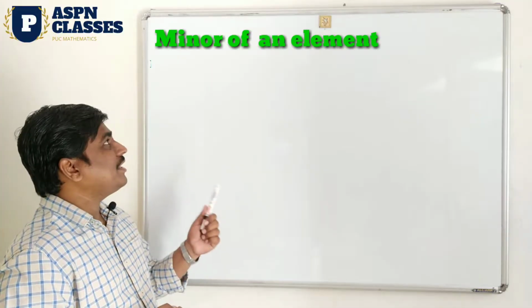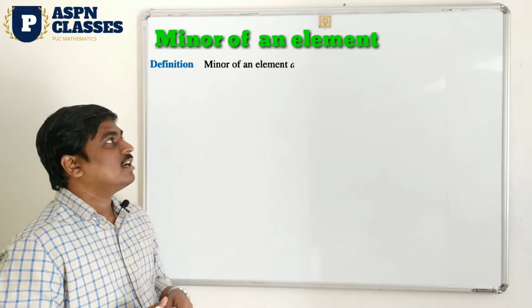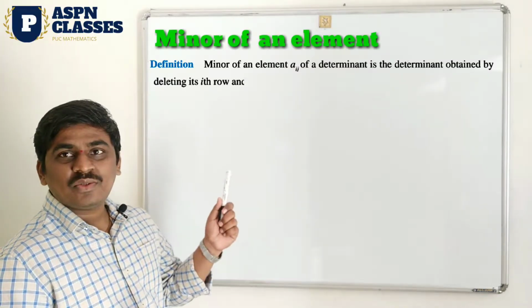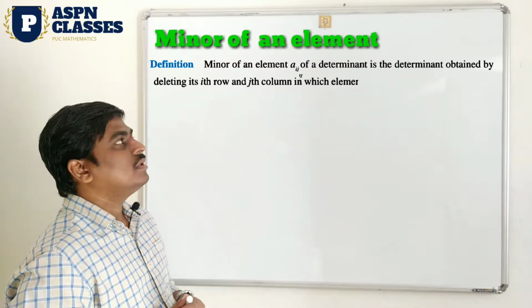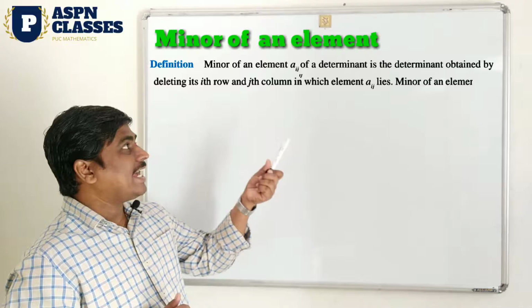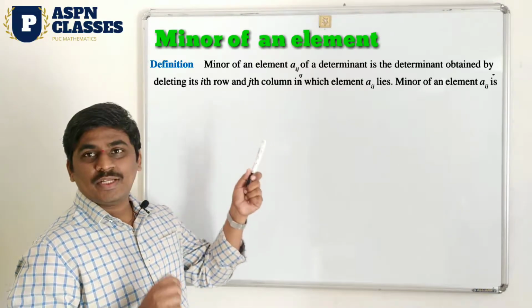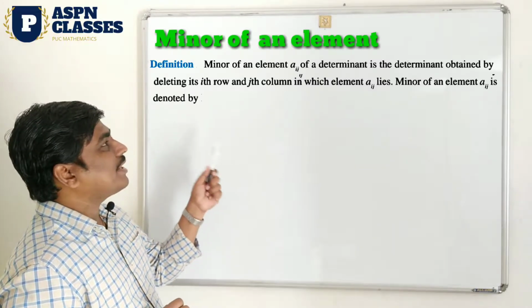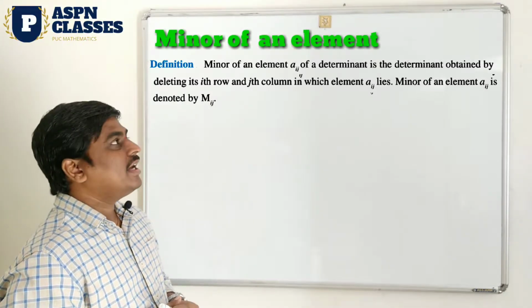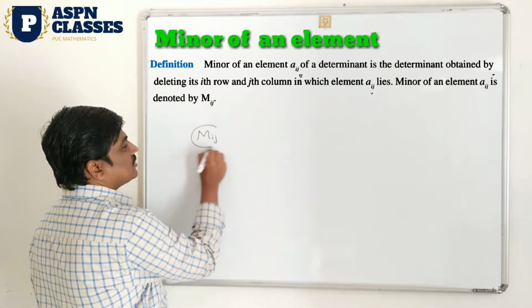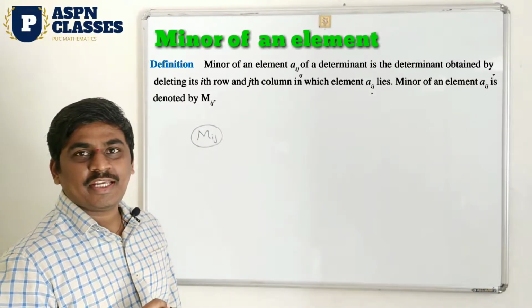Minor means: the minor of an element aij of a determinant is the determinant obtained by deleting the ith row and jth column in which aij lies. So the ith row and jth column have to be deleted, and you may denote this minor of aij by a capital letter Mij. M is nothing but the minor of the element aij.